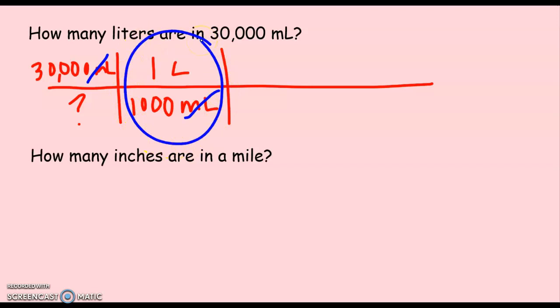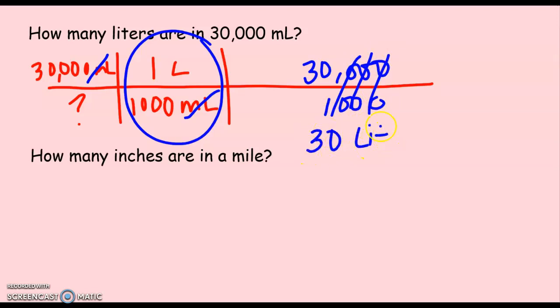Now all I need to do is multiply straight across. Well, 1 times 30,000 is going to be 30,000. And I don't know what this is, times 1,000. And then I can divide. So I know that there are going to be 30 liters, because liter is the only label I have.